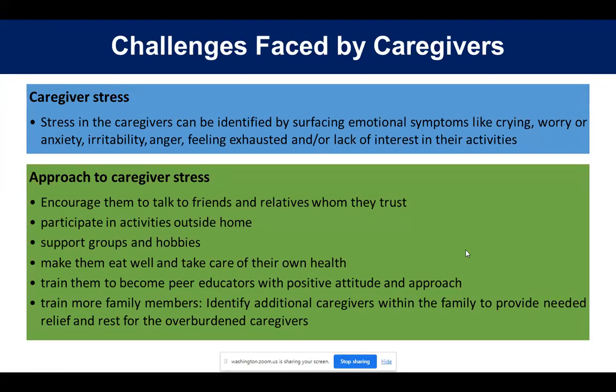Now the challenge faced by the caregiver. The stress, the anxiety. Over a period, caregivers are subjected to physical and emotional stress. Burden of providing care. They are giving care to the patient and they know this patient is going to die. So even then they are giving their utmost care, taking care of the household work. And if the earning member is gone, the lack of income is also there.